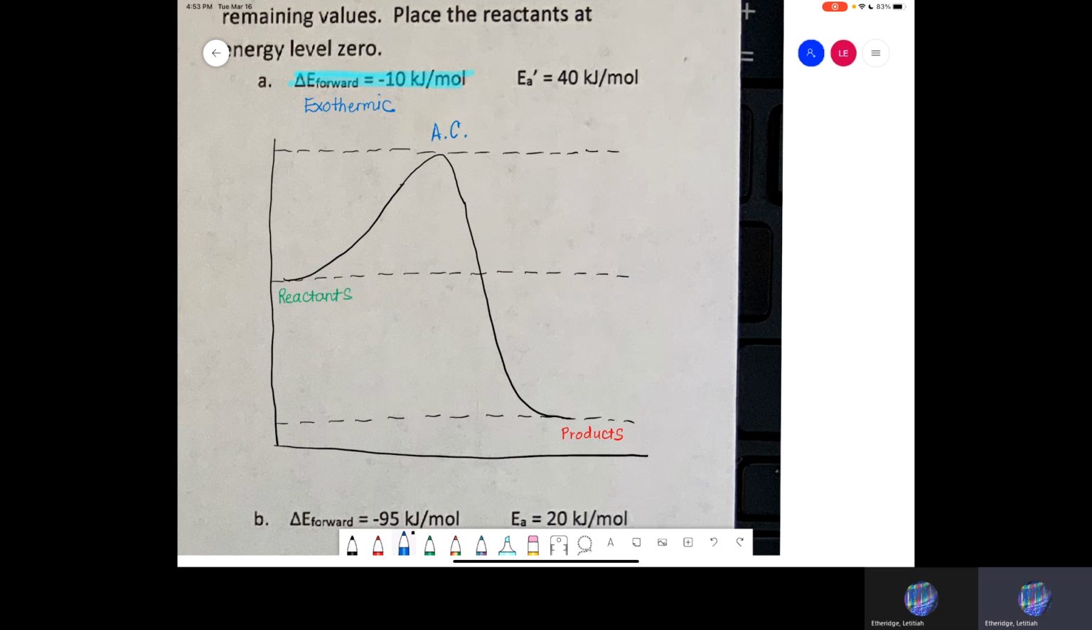Okay, so now let us label things that we know we need to label. So the first thing is going to be delta E. Delta E is always the difference between the products and the reactants. So I'm going to label it. This is delta E.